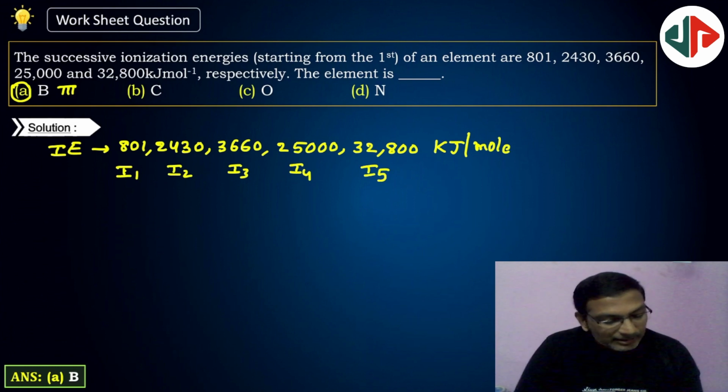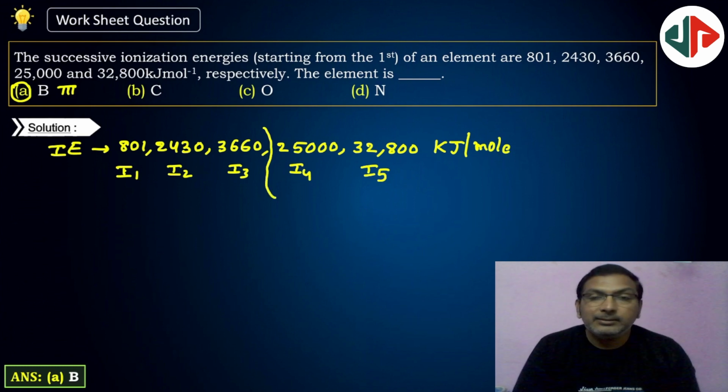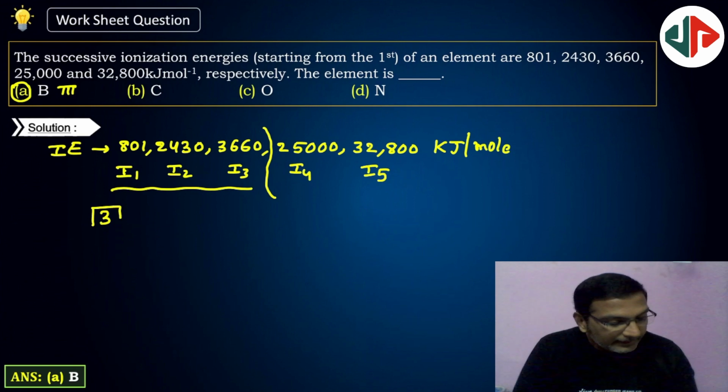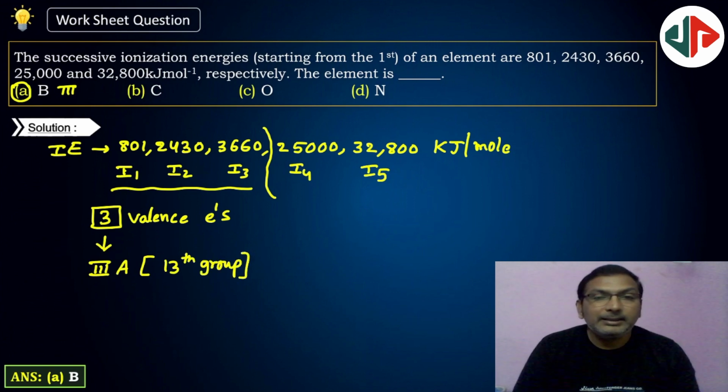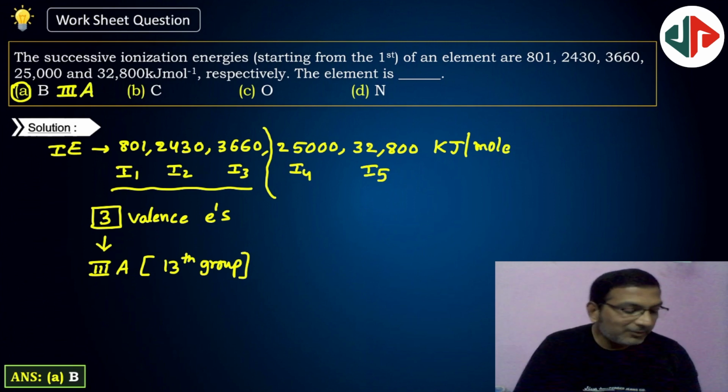So clearly there is a large gap between I3 and I4. That means it is very difficult to remove the fourth and fifth electrons. Therefore, there should be 3 valence electrons. Therefore, the element belongs to third A group or 13th group. So, in the given options, boron belongs to third A group. Therefore, option A.